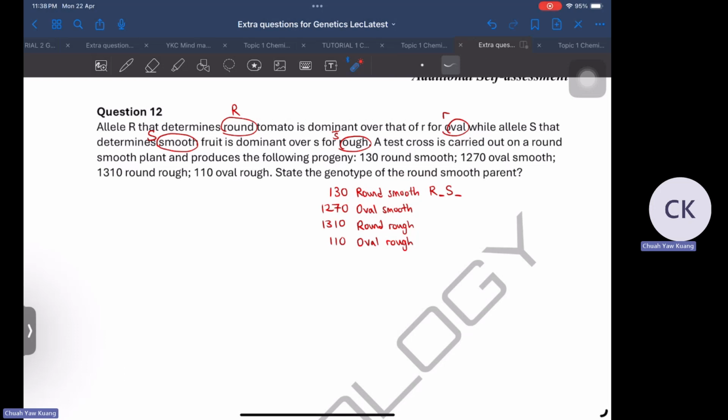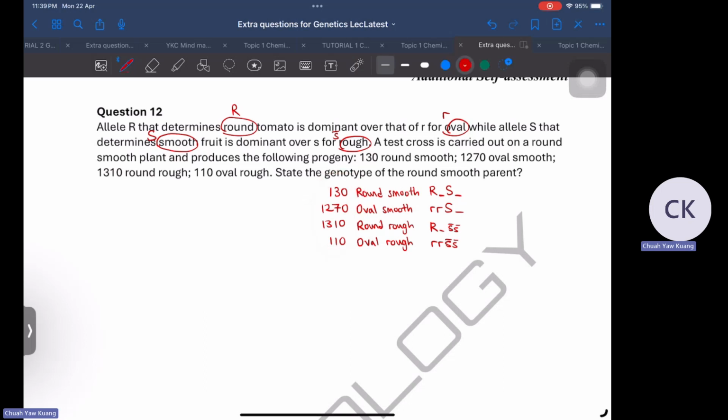Next would be the oval smooth. Oval smooth will be small r, and smooth would be at least one big S. Next is round rough: at least one big R, and rough would be small s, small s. Lastly is homozygous recessive, small r, small r, small s, small s. This is a key that allows us to predict the genotype of the parent. Done with this, next we have to find the ratio based on the number of the offspring.